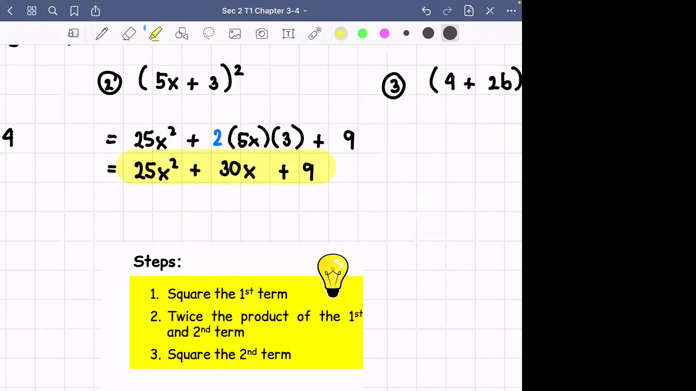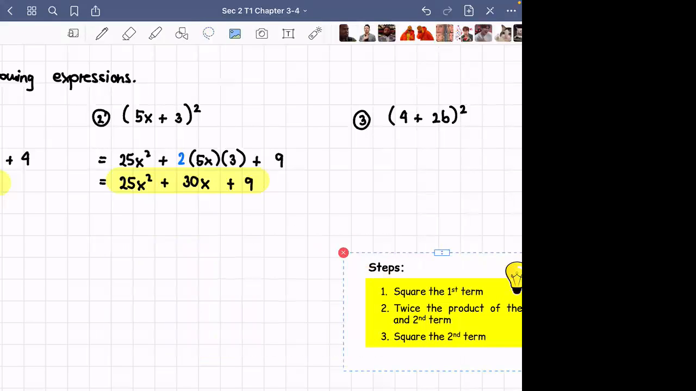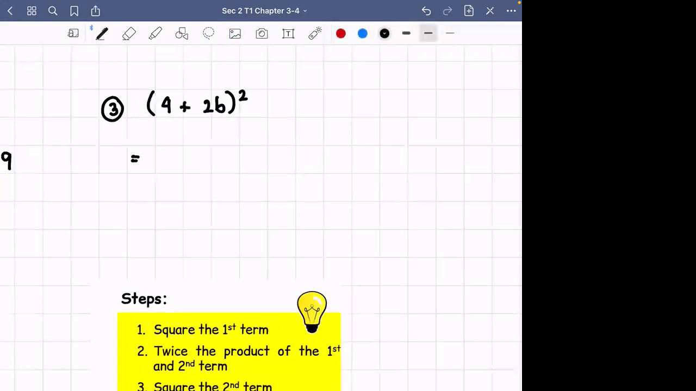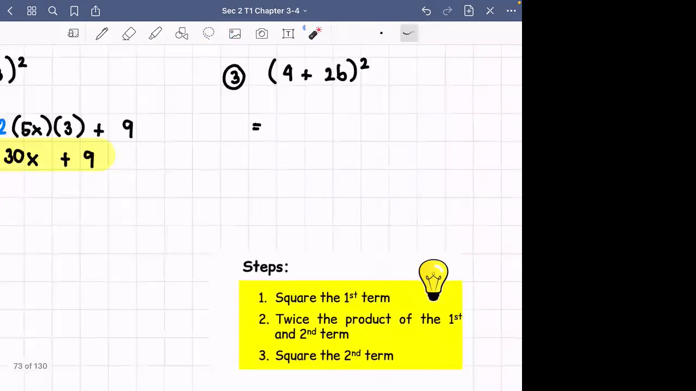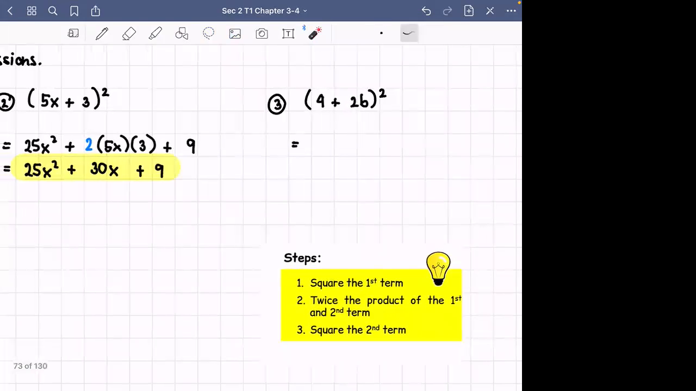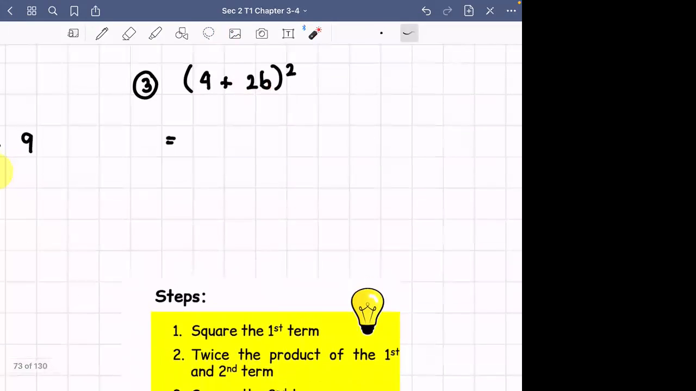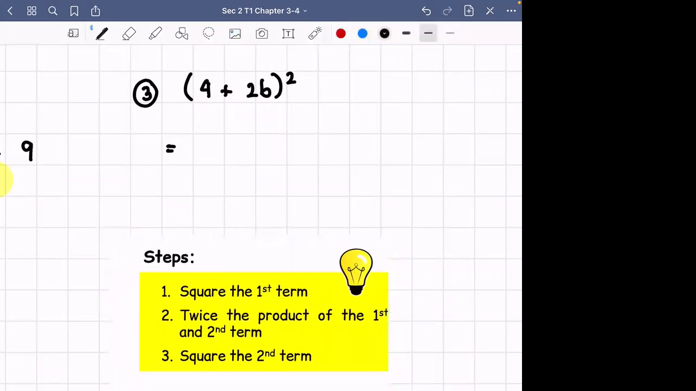So let's go with number 3. So let's have number 3 right here. Again, it's the same step. Now I switch the terms. The one with the variable, I put in my second term, and the constant I put in the first term. But class, it's the same process. We just repeat the process.